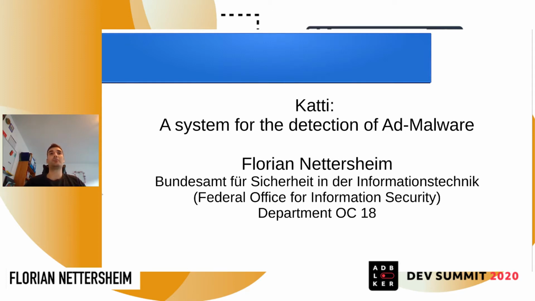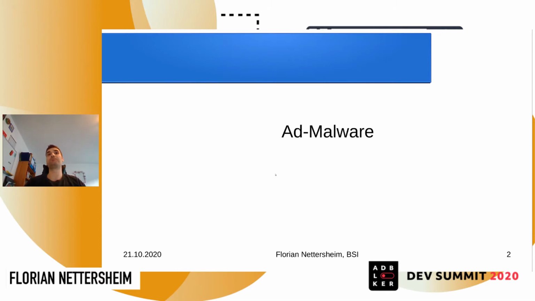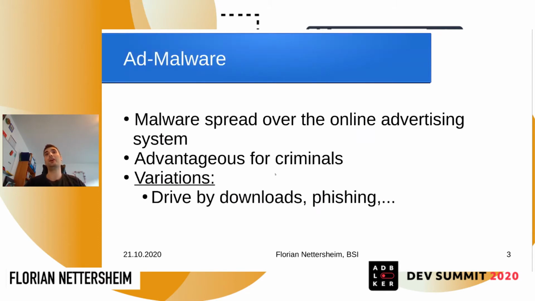First, I would like to clarify the term Ad-Malware. Short and to the point, Ad-Malware is malware spread over the online advertising system, especially with the help of programmatic advertising. Ad-Malware has the great advantage for criminals that they don't have to compromise network infrastructure such as a web server, and that they can spread the Ad-Malware over large numbers of websites. So it doesn't matter whether it's a big news site like CNN or a small private blog. The only requirement is that the website displays ads.